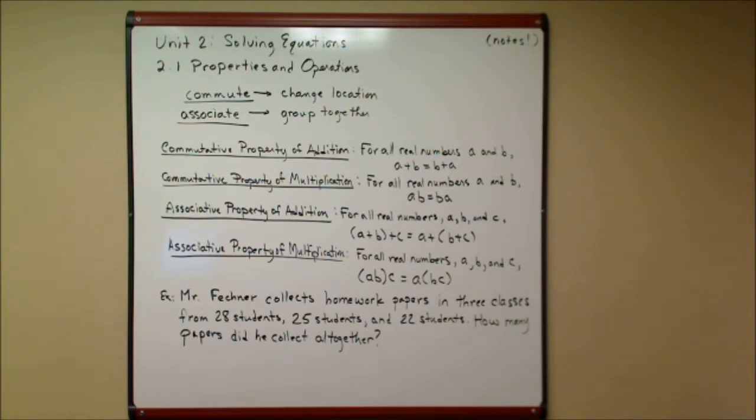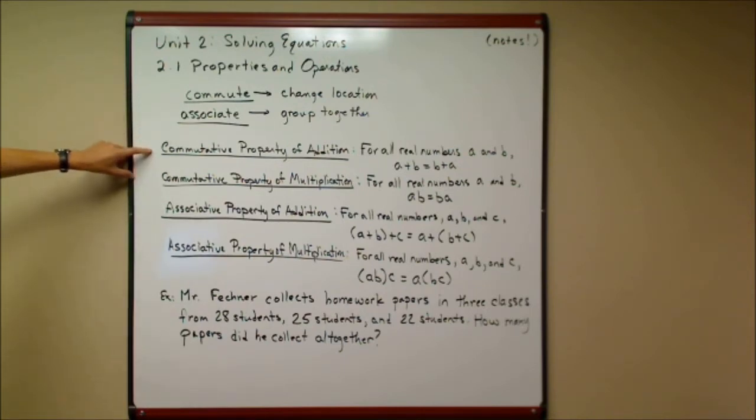Now the two key words that I'm going to start off with are the words commute and associate. Commute means to change locations. When people commute from work from one town to another, they're changing locations. Associate means group together. If you associate with a certain group of friends, you group them all together, you hang out together. So the commutative property has to do with changing location. The associative property has to do with grouping together.